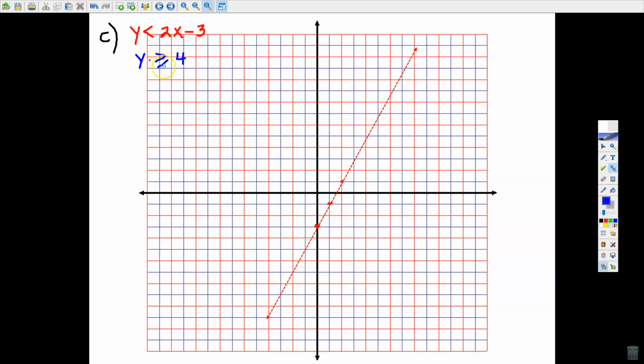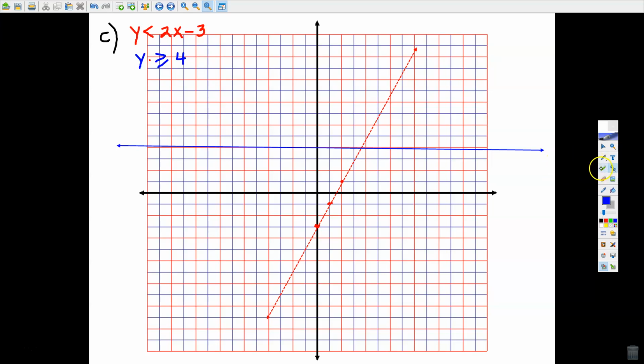All right, so we're going to draw this boundary line for y equals 4, and it's going to be a solid horizontal line. And now we're going to do the shading. So the red is less than, which is below the line. The blue is greater than, which is above the line.